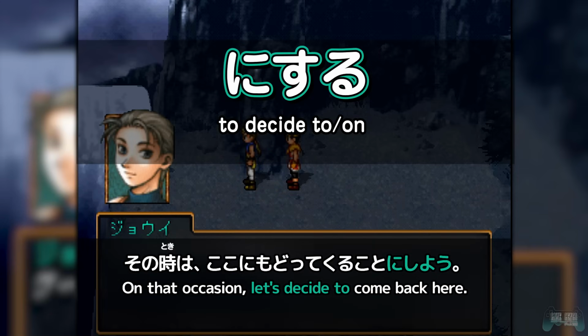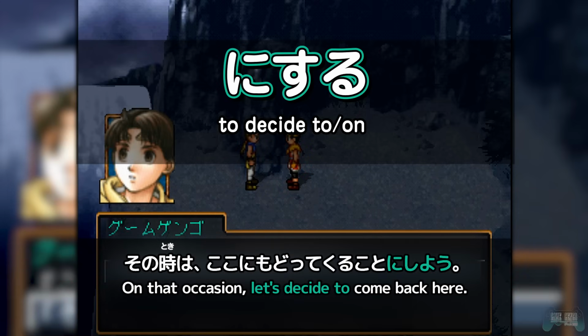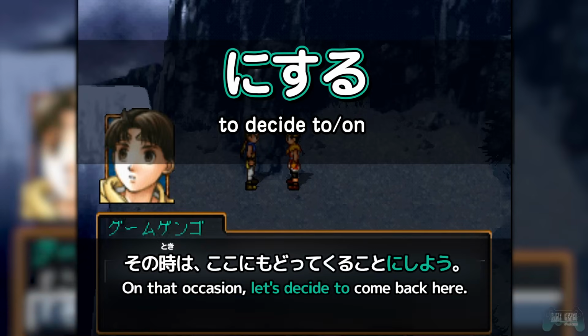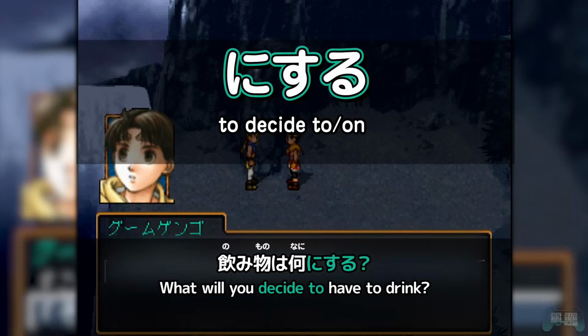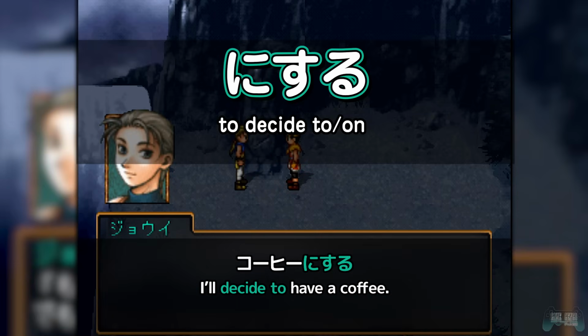To decide to or to decide on. This final use of ni in the N5 grammar is ni suru, to decide on something or to decide to do something. Now, you can use this when you're at a cafe or a restaurant, when you're asked what you'll have to drink, for example, nomimono wa nani ni suru? You can reply back with the same grammar, kohi ni suru. I'll have a coffee, or literally, I will decide on the coffee.